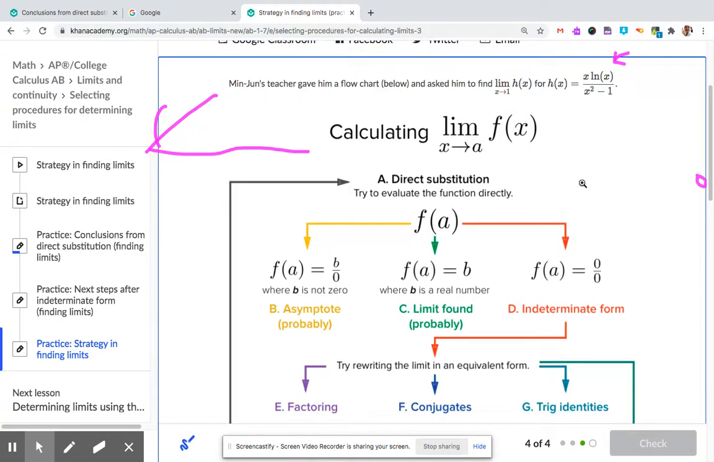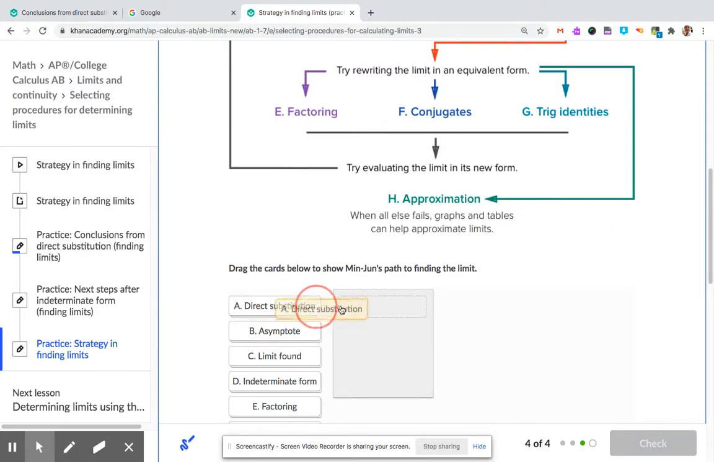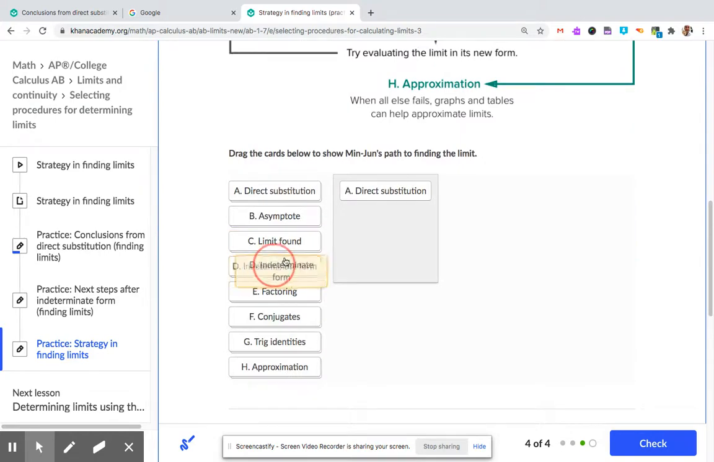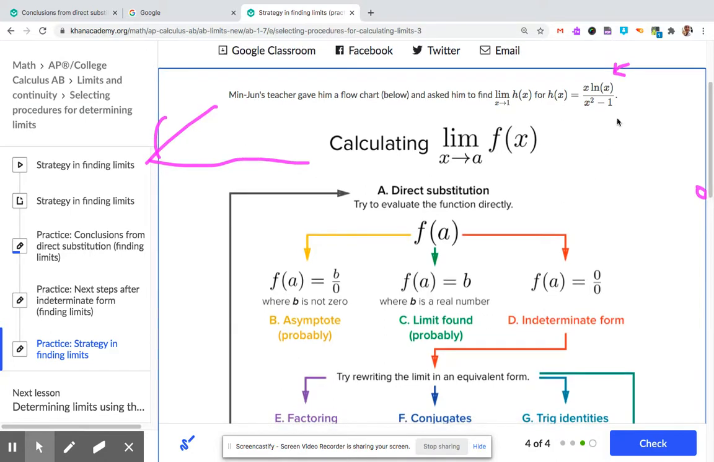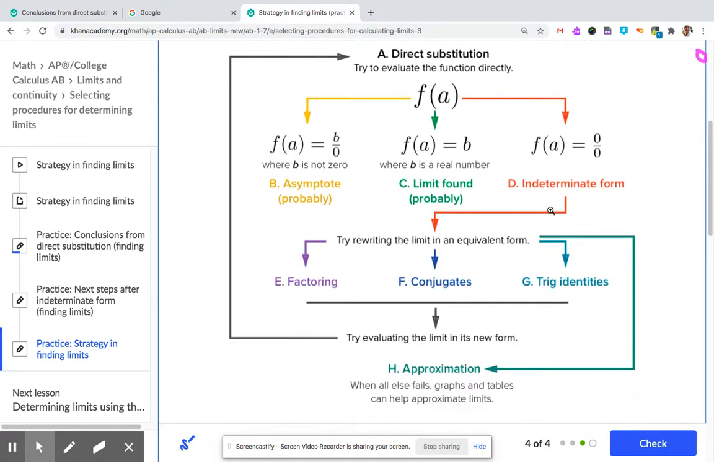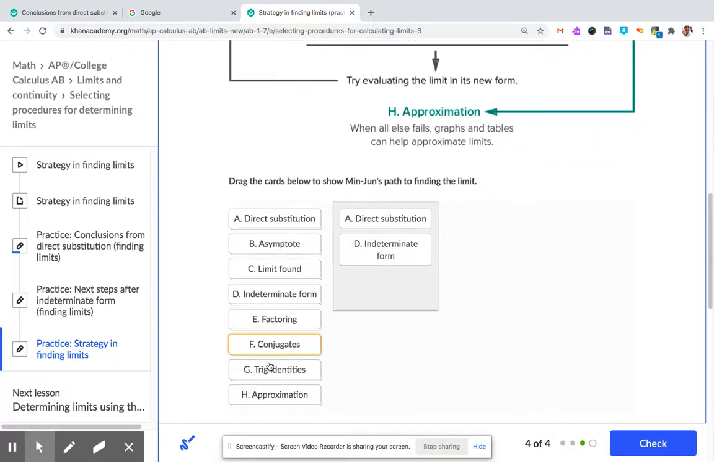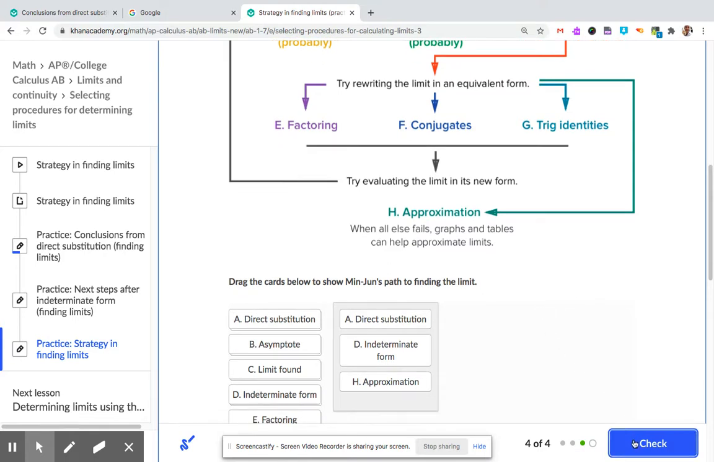So my guess would be, first I do direct substitution, then I got indeterminate form. Conjugate's not going to help. Factoring is not going to help here. It's not a trig identity, so I would have to go to approximation. I'd have to start using graphs and tables to see what happens here. Notice there's nothing else we can really do there. All we can do is approximate from what we see. So that would be my guess.